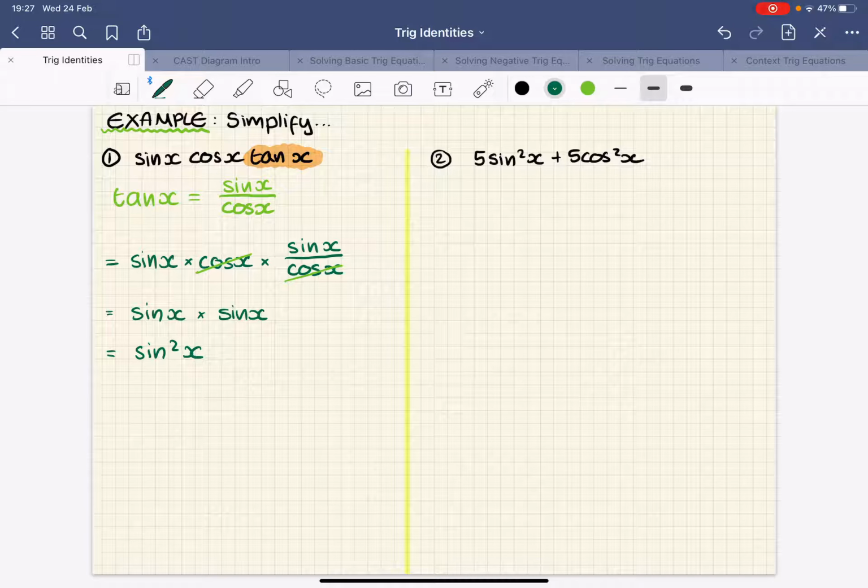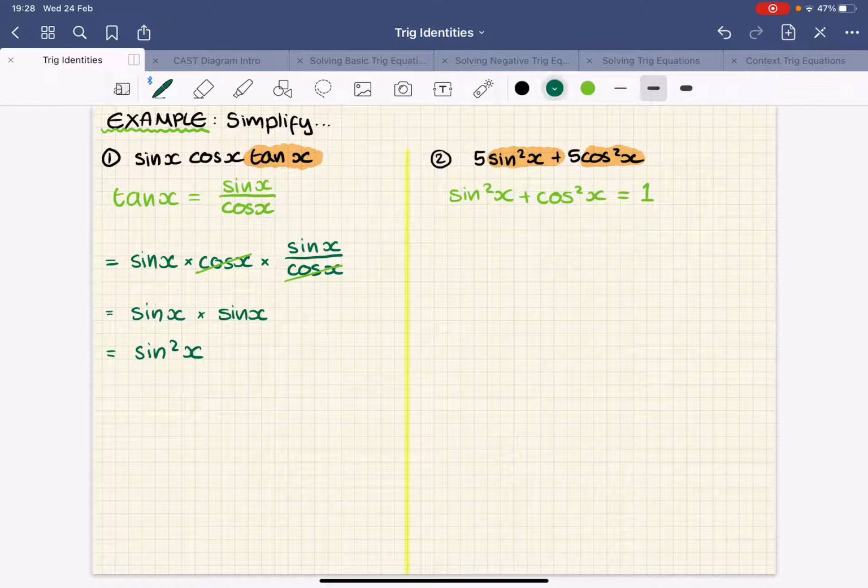So let's take a look at question 2. Here I've got 5 sine squared x plus 5 cos squared x. The thing that jumps out to me is the fact that we have this sine squared x plus that cos squared x. So that instantly tells me that I'm going to be using this identity. And the fact it doesn't have the word tan, the fact it's not a fraction, is another reason to go, oh, it's the sine squared x plus cos squared x one.